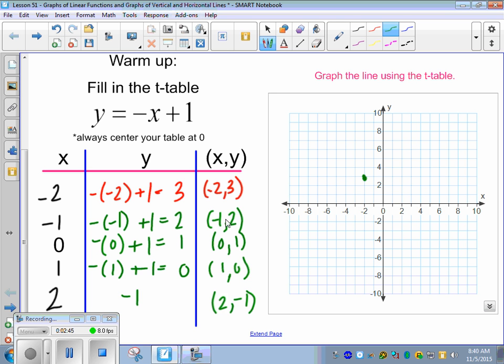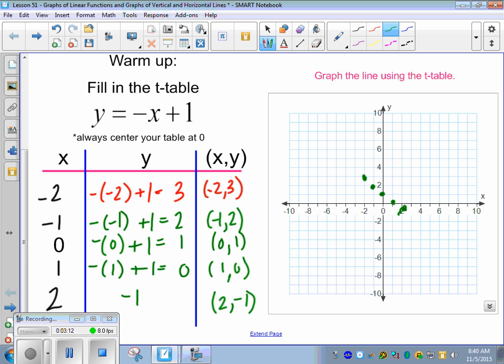Great. Now, negative 1, 2 is going to take me left 1 and up 2. We always do our x first, which is left or right, and y second, which is up or down. So for 0, 1, I don't move left or right at all, and then I move up 1. This one, 1, 0, moves me right 1 and not up or down at all. This one moves me right 2 and down 1.